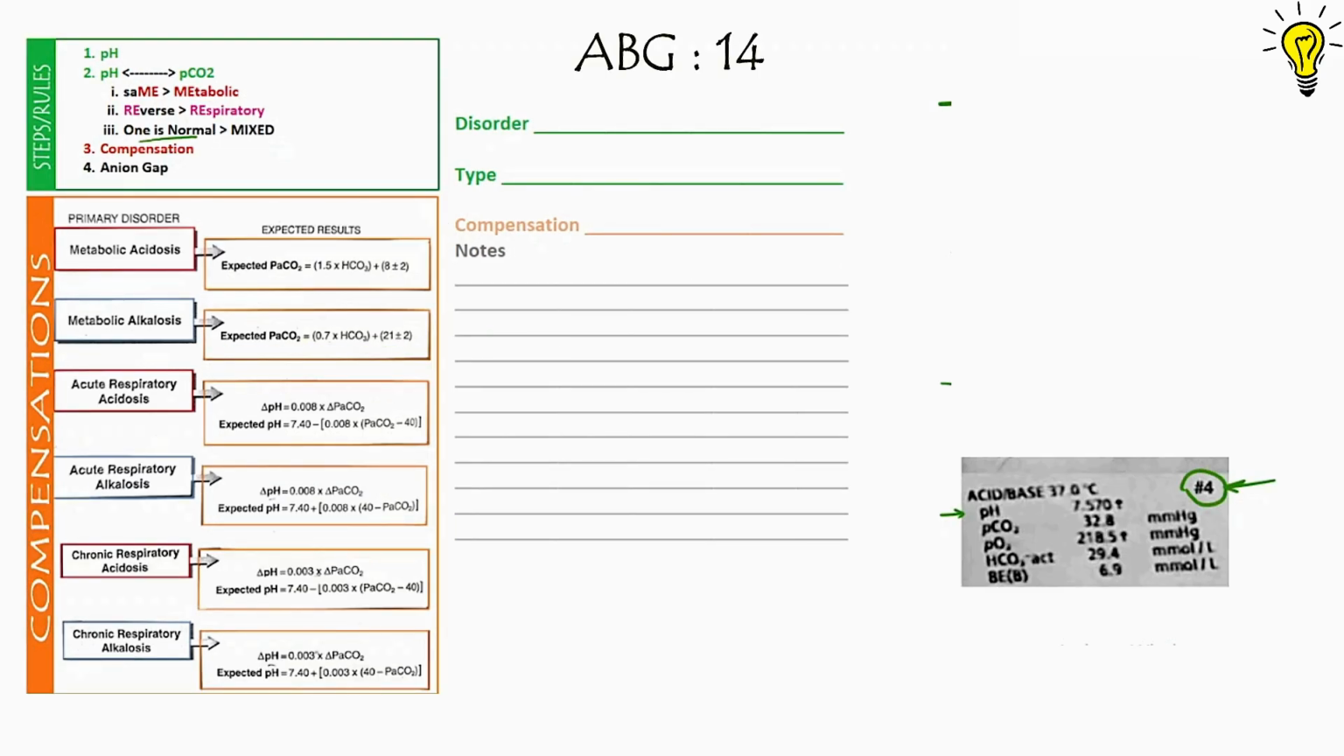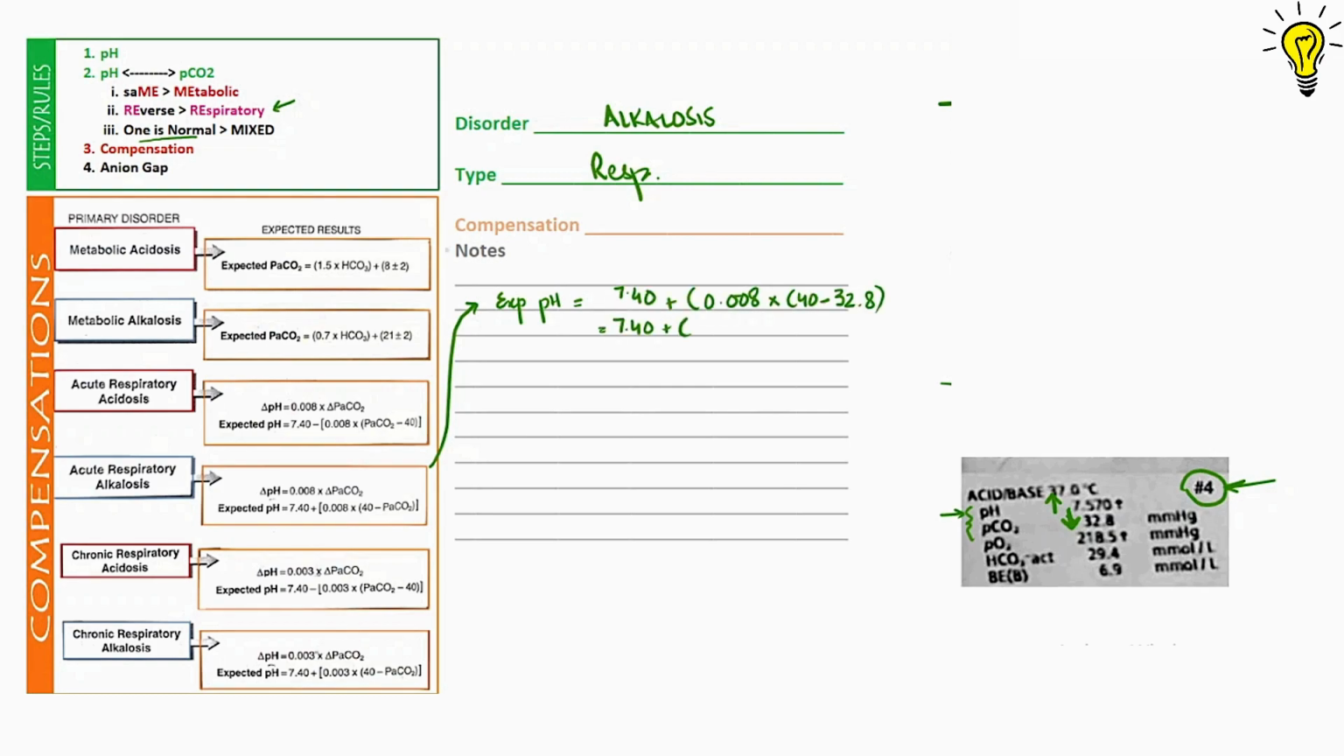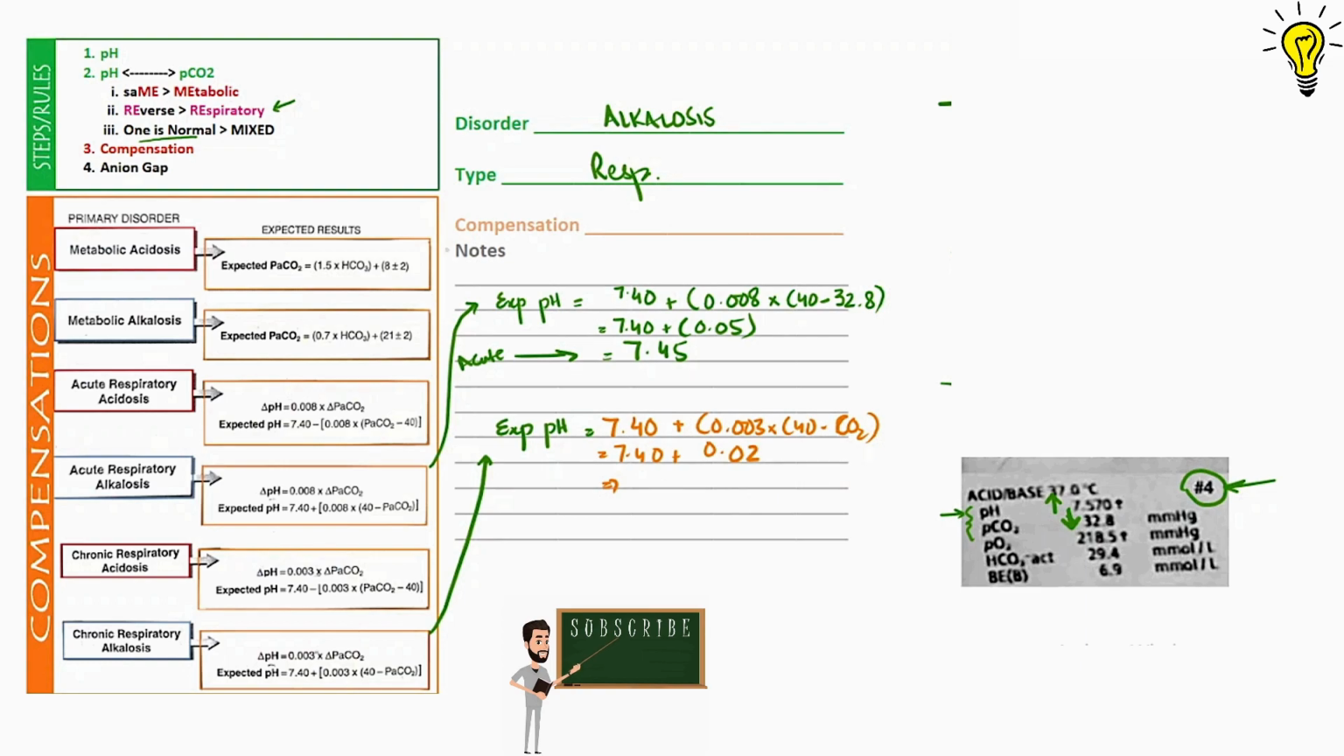ABG 14, pH is going upwards, so alkalosis. Carbon dioxide is going downwards, so reverse, meaning respiratory alkalosis. Expected pH for acute uncompensated respiratory alkalosis should be 7.45. The expected pH for chronic compensated respiratory alkalosis should be 7.42. But the actual pH on ABG is 7.57.